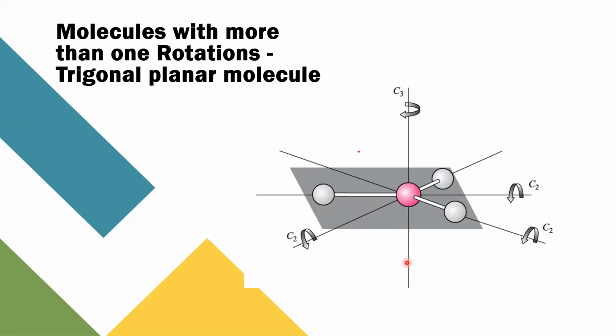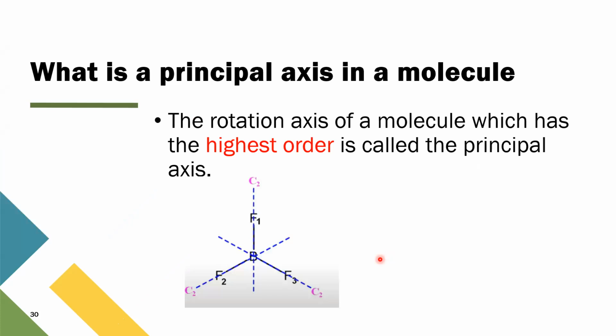Now this is C3, which passes through the boron atom. But if you consider the boron and fluorine bond, and draw a line to show the axis, that is a C2 axis, because when you rotate it 180 degrees, you get the equivalent configuration along this axis. So there are 3 C2 axes. I'll show you another with the two-dimensional figure.